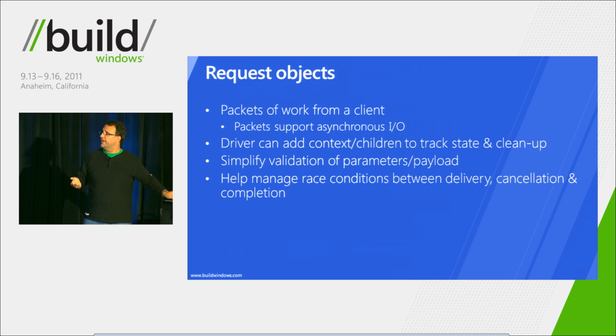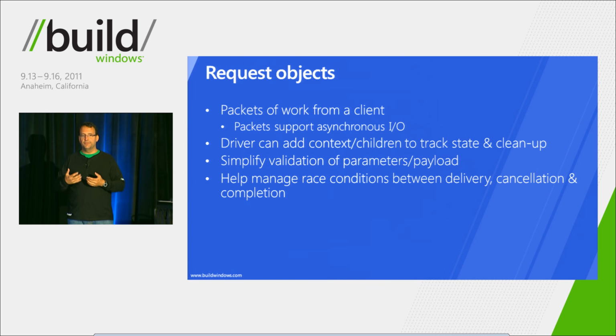I said the other object we had were request objects. So queues manage the flow of work. Request objects represent that work. These are packetized I/O. WDM has packet-based I/O, which really helps because you don't have to sort of squirrel all the parameters away in your own structure and then hold on to it. We sort of provide it for you in a packet automatically.